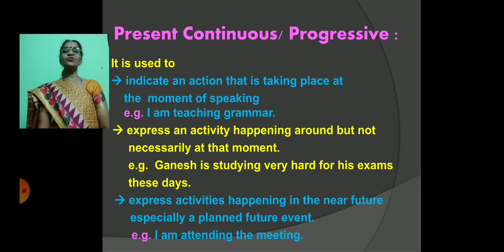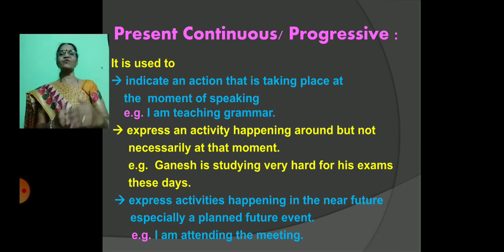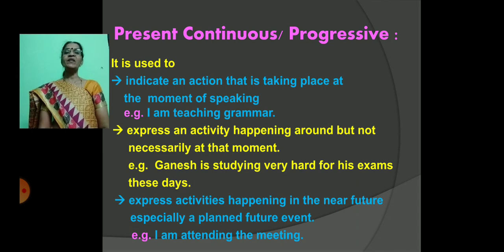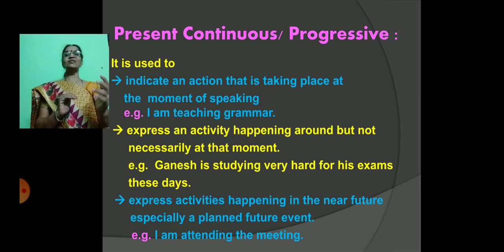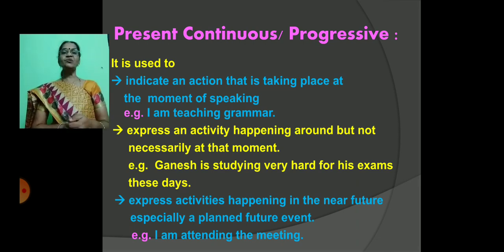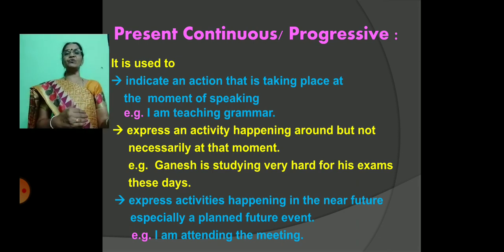And next, it is used to express an activity happening around but not necessarily at that moment. The action is taking place but not at that very moment. For example, Ganesh is studying very hard for his exams these days. So he is studying very hard, but the action is not at the moment, but these days it is going on around over there.